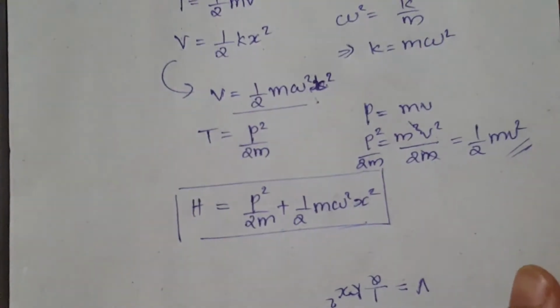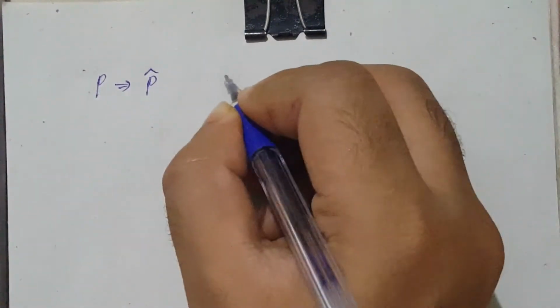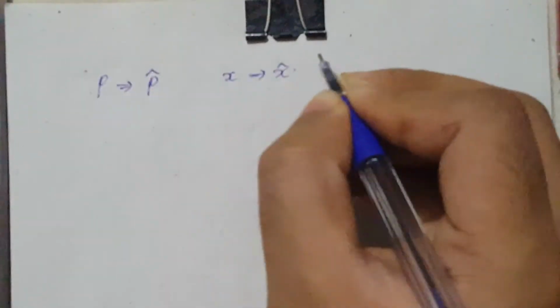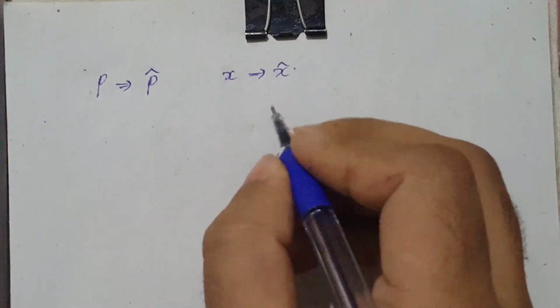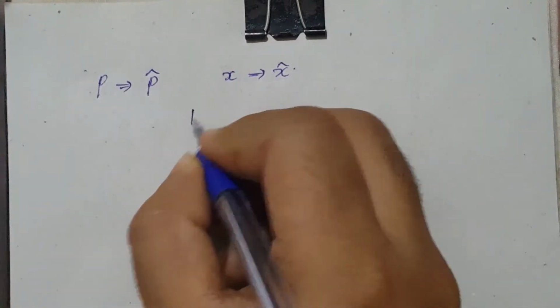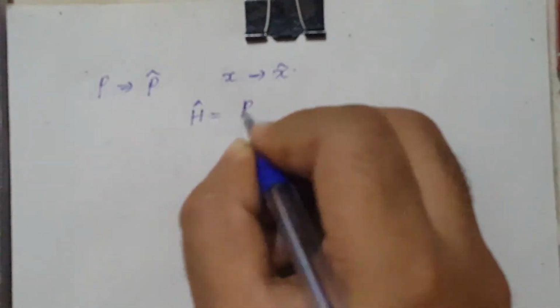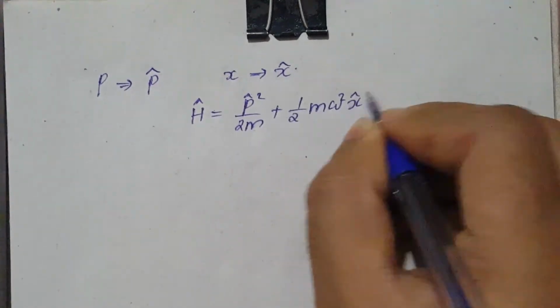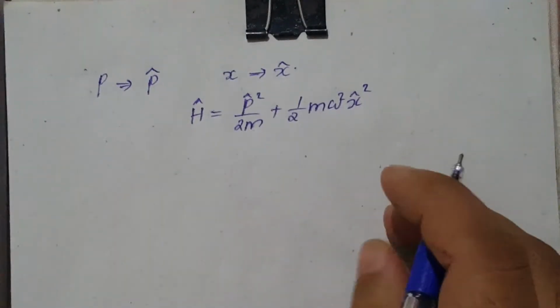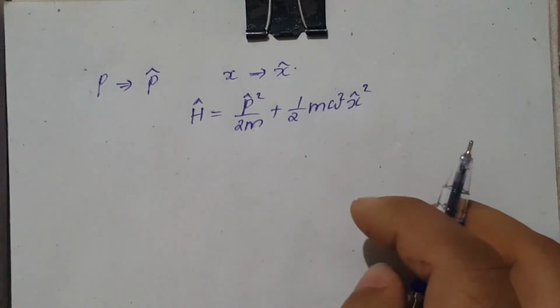Now what can we do? Okay, so let us come to... now we know that for momentum we have the operator p cap, and for position we have the operator x cap. Now we can rewrite our Hamiltonian. If you consider our Hamiltonian as an operator, we can write it in operator notation as p cap square by 2m plus half m omega square x cap square.